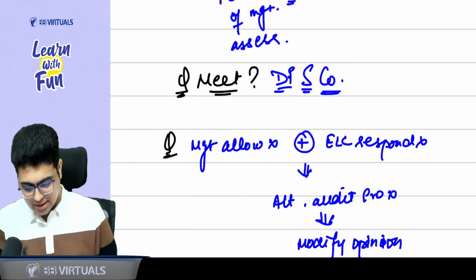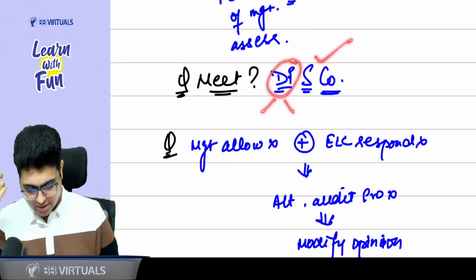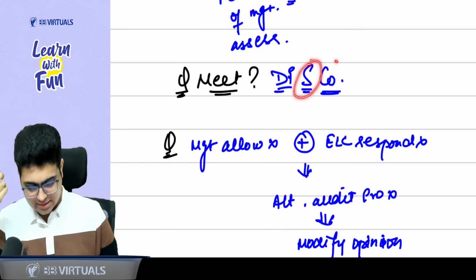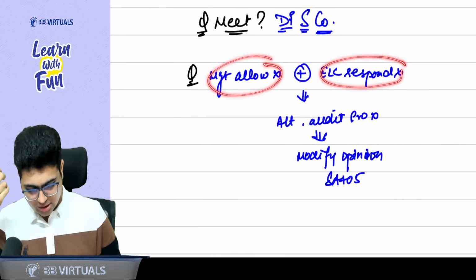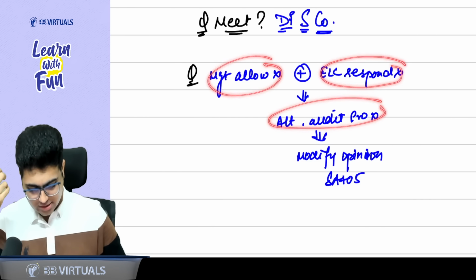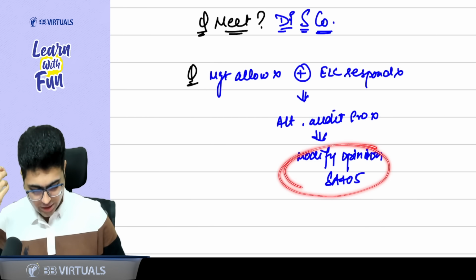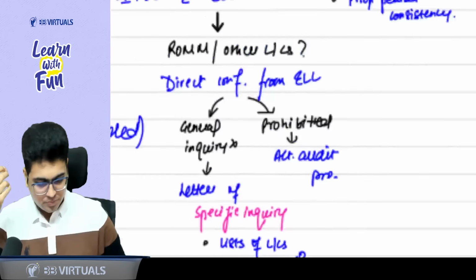Can I meet the external legal counsel? Yes, in DISCO. If there is a disagreement between the management and external legal counsel, it is a matter of significant risk. It is a complex matter. If the management does not allow, or external legal counsel does not respond, perform alternate procedures. Still, if you don't get evidence, modify the opinion as per SA 705.